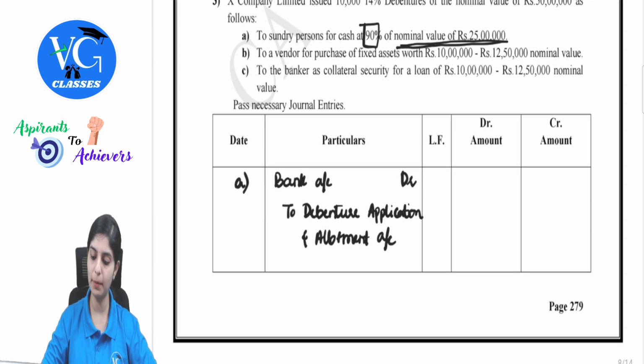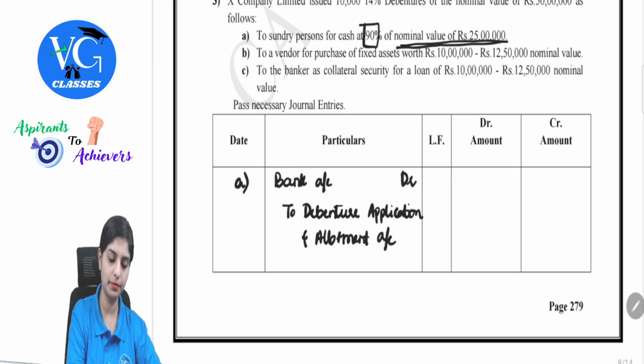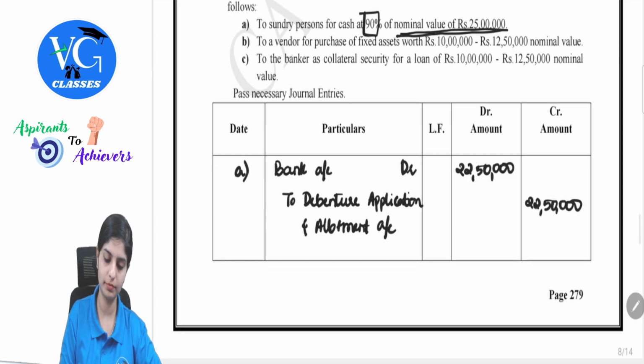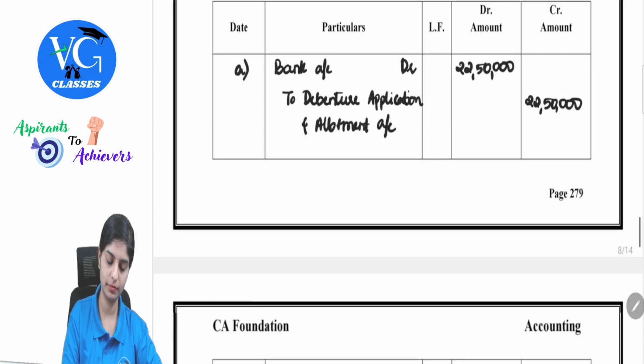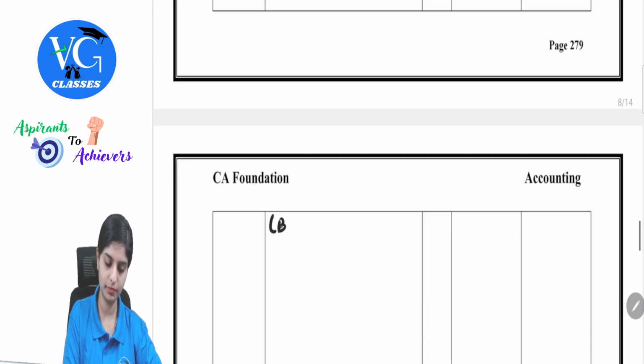So how much will be the amount? 25 lakh is the nominal value. It is issued at discount. So 25 lakh into 90%. So that will be 22 lakh 50,000. Being application money received.